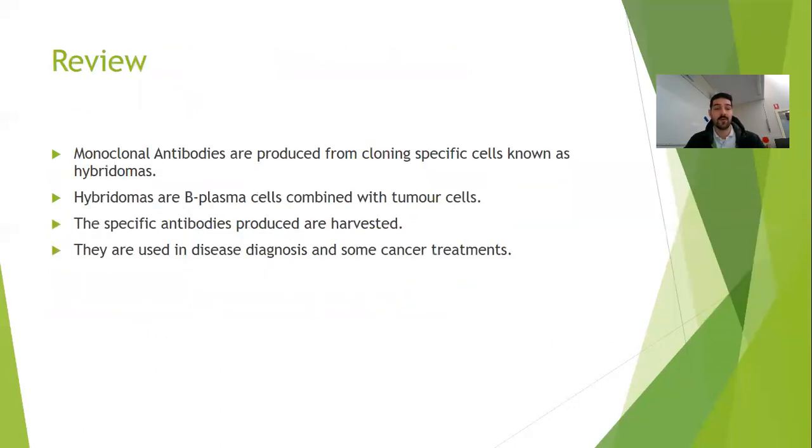So in review, basically the monoclonal antibodies are produced when we clone a specific cell known as a hybridoma. And we know that that hybridoma is just a combination of a B plasma cell and a tumor cell. We've got that together, and they end up making really specific antibodies that we harvest. And we then use that for things like disease diagnosis and cancer treatments. So that's just a basic wrap up of what monoclonal antibodies are.